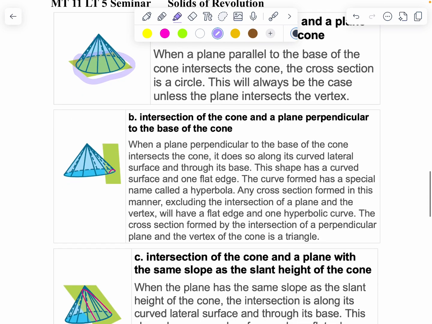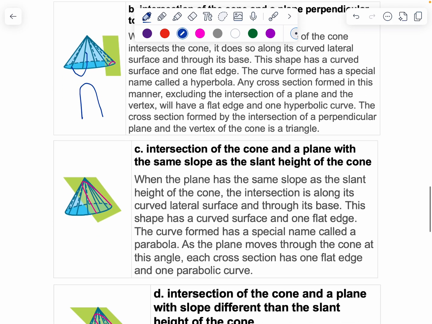If I slice it perpendicular to the base, so straight through the base perpendicular to it, I'm going to get a shape called the hyperbola. It kind of looks like a parabola, but it has different properties. And usually what happens, you'll get 2 of them across from each other. And then if I slice it with the same slope as your slant height, well, there is your parabola from Algebra 1 we're used to seeing.